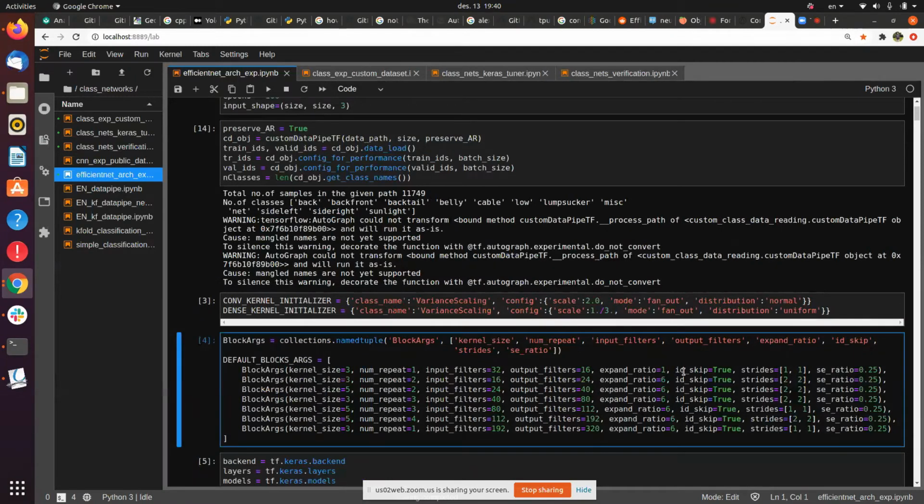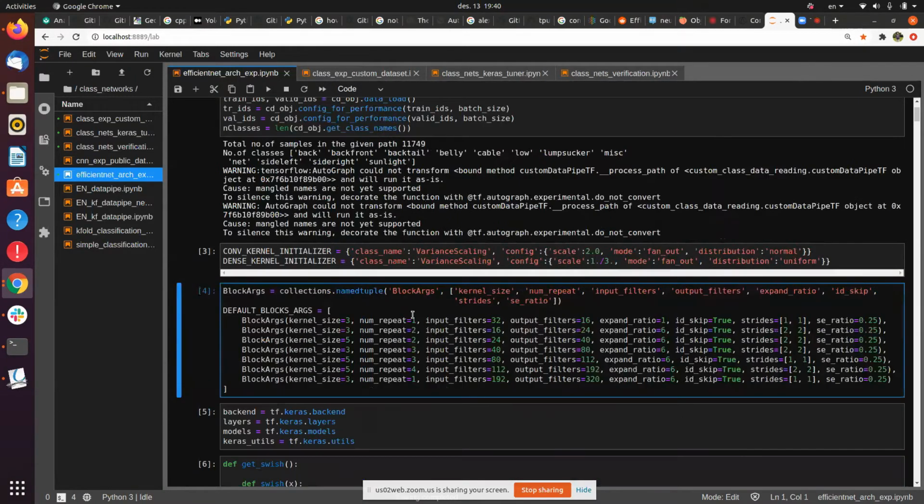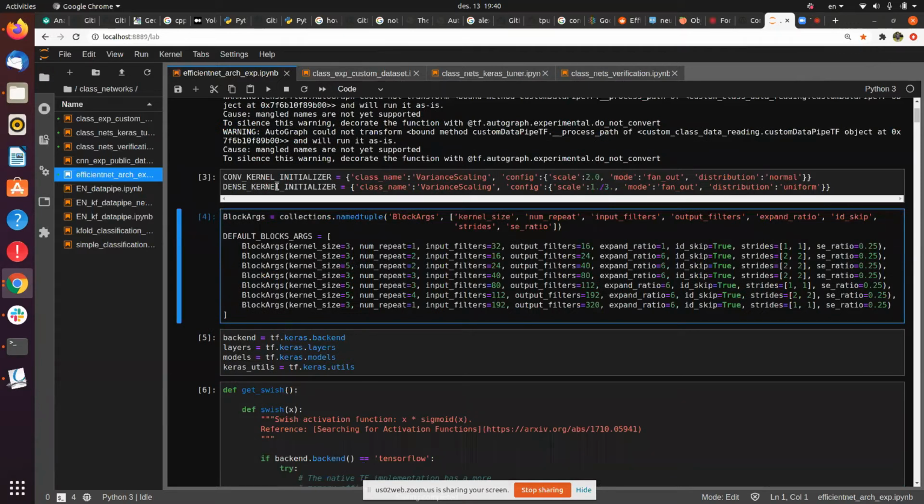Perfect. Okay, here this is where the architecture starts. These two are the initializer for the convolutional layer, and this is the initializer for a dense layer. As we start this EfficientNet, they don't use transfer ImageNet weights. They start from the beginning, taking random weights. While taking random weights, they use the variance scaling approach. So for convolution they initialize with this, and for dense they use this kind of values.